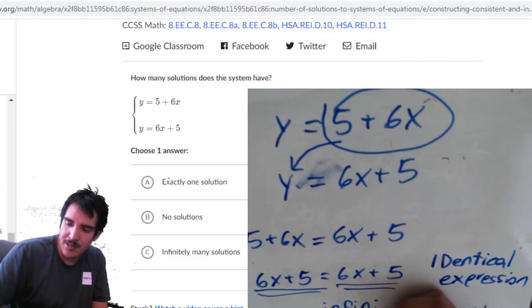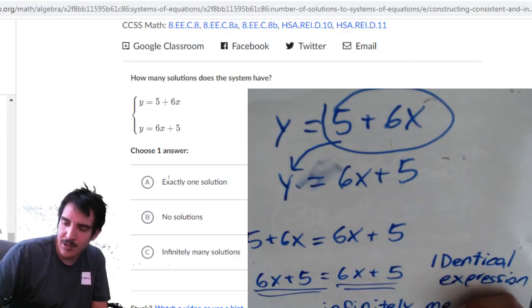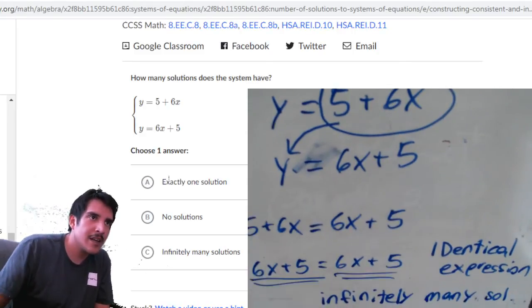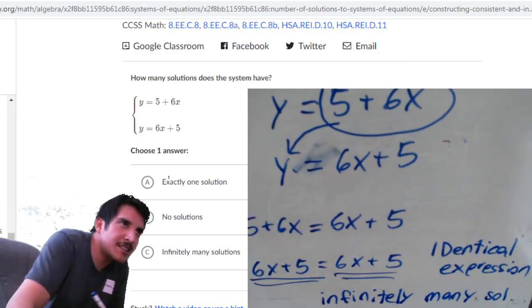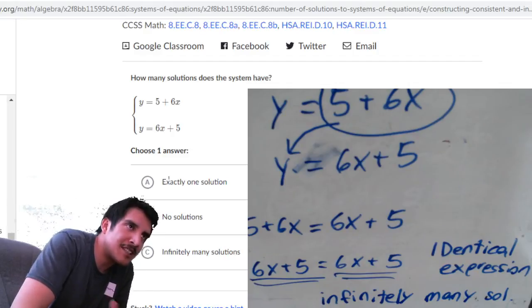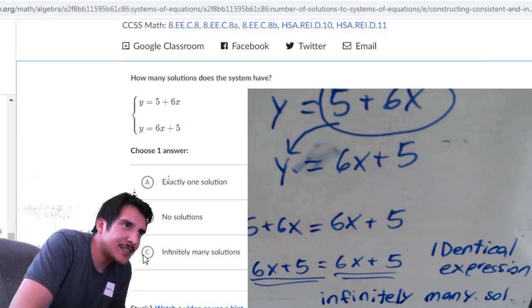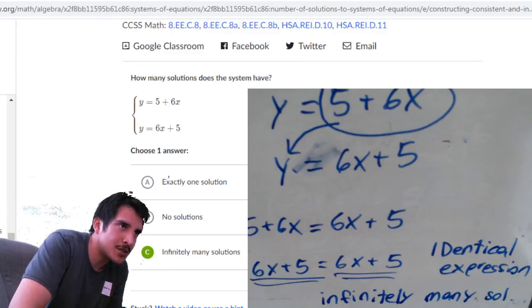Infinitely many solutions. I'm going to abbreviate. Okay? So if you look at both of these equations, they're actually identical equations. So since they're identical, there's infinitely many solutions. Okay? And then you hit check.